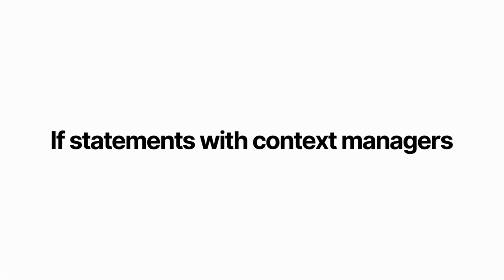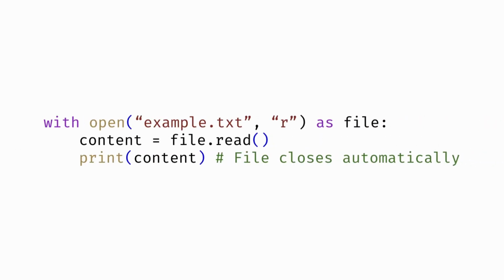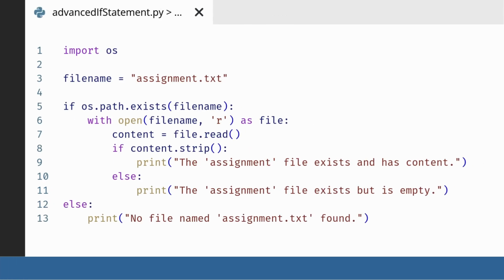If statements with context managers. A context manager is a way to set up a temporary environment for code to run in, and then clean up afterward automatically. The most common way to use a context manager is with the with statement. Suppose you want to check if a file named assignment.txt exists and contains any content. You can try to open the file safely with a context manager and then use an if statement to check its contents.